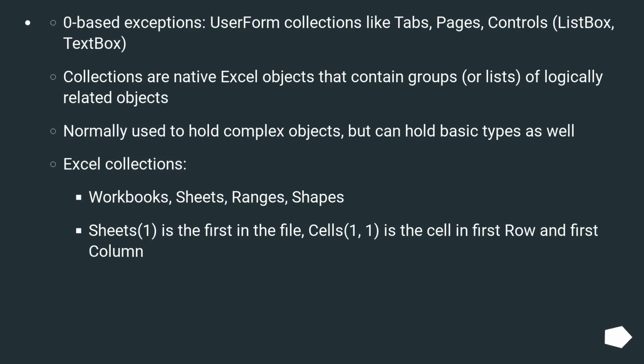Collections are native Excel objects that contain groups, or lists, of logically related objects. Normally used to hold complex objects, but can hold basic types as well. Excel collections: workbooks, sheets, ranges, shapes. Sheets(1) is the first in the file, Cells(1, 1) is the cell in the first row and first column.